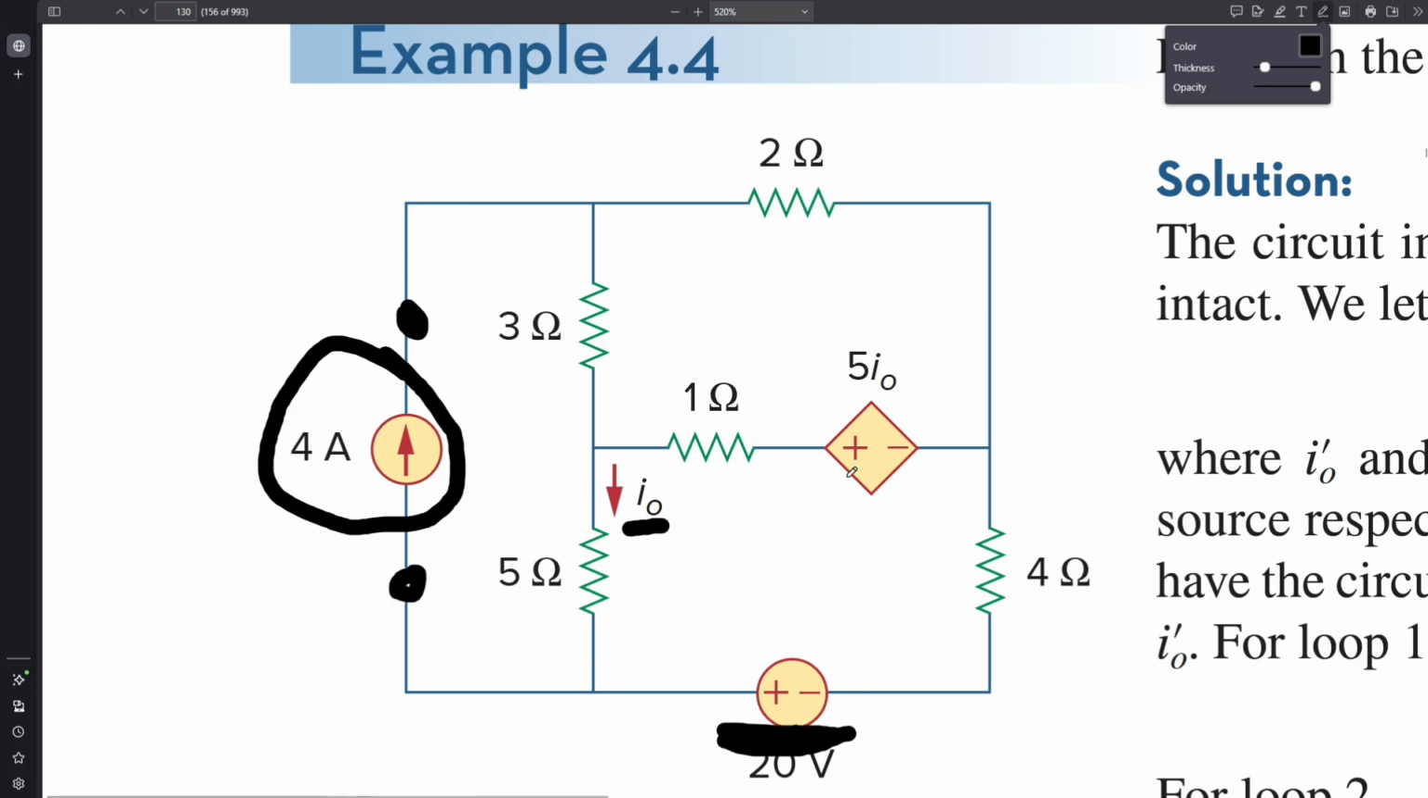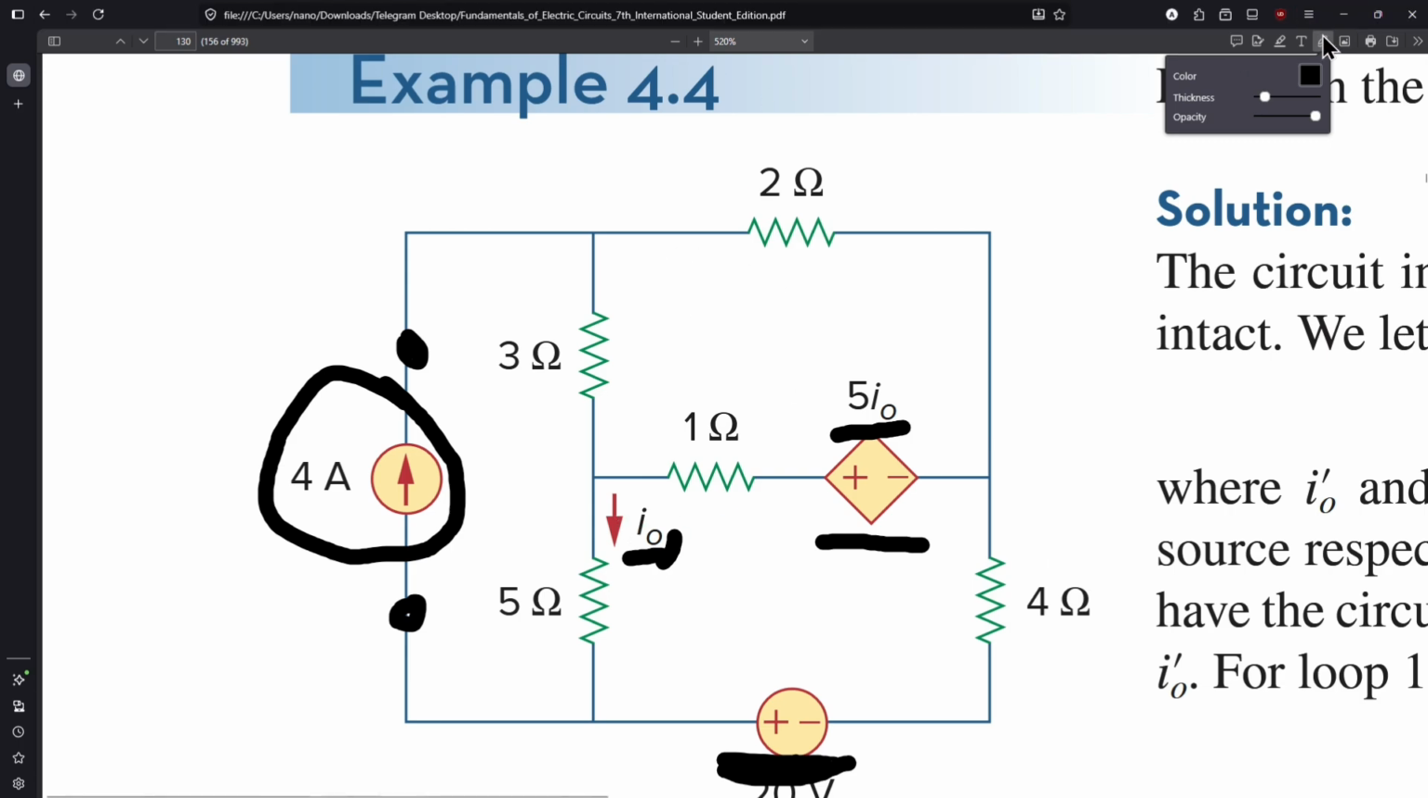Now, why I didn't mention the dependent voltage source is because the dependent voltage source is somehow a control. So if you set it to 0, that means that I0 must be 0, but it cannot be 0. So that's why you keep the dependent voltage source and you use mesh analysis to find I0.